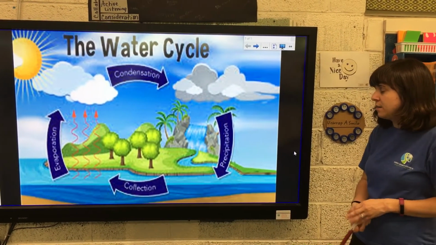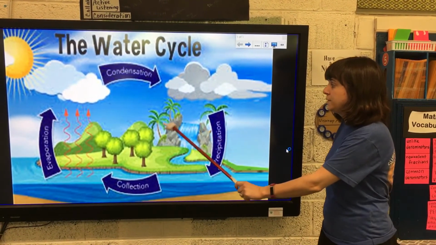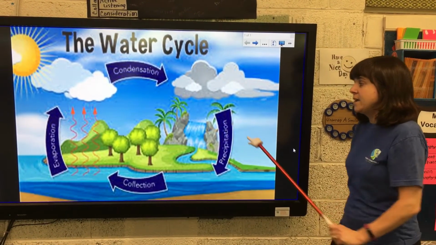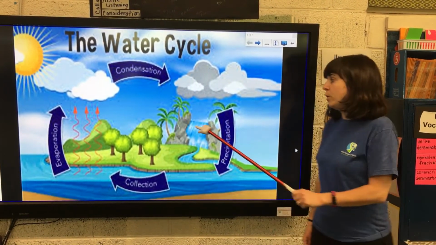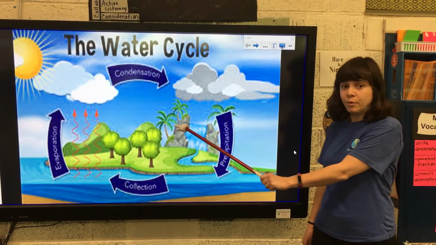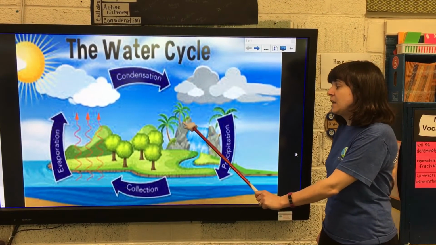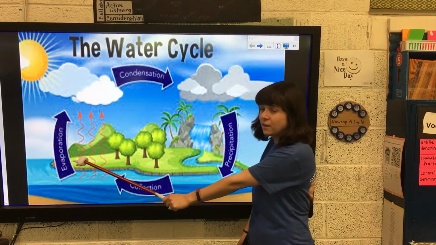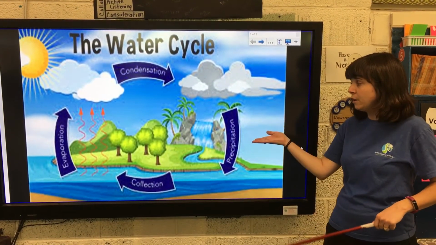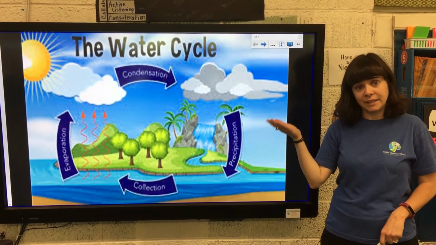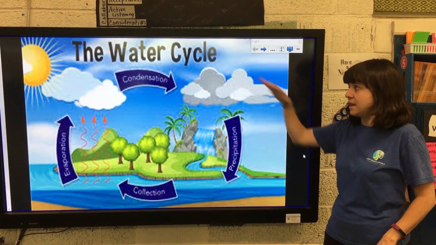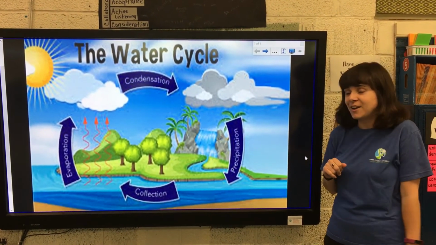The only thing that this picture is missing, we have some plants here, and if you remember the term for when water is released through plant leaves, that is called transpiration. And again, the water, it's kind of like evaporation. It's going to go from a liquid to a gas, and it's released through the plant leaves back into the atmosphere. Okay, so that's our water cycle.